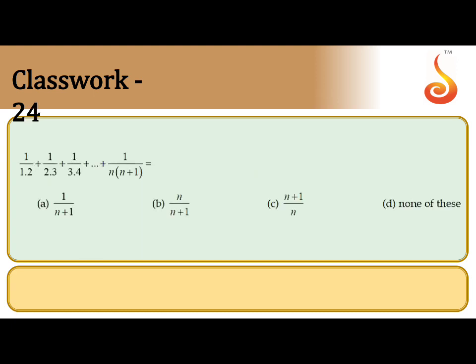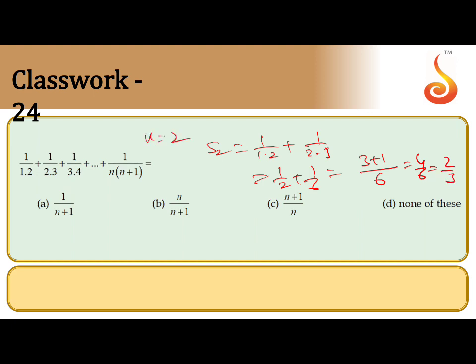Now, the sum of the next series, 1 by 1 into 2 plus 1 by 3 into 4. Here also there is no need to derive it; directly we can go for verification. N equal to 2, S2 means 1 by 1 into 2 plus 1 by 2 into 3, that is 1 by 2 plus 1 by 6. Apply LCM 6: 3 plus 1, 4 by 6, means 2 by 3. Which option gives 2 by 3 by taking n equal to 2? So the first option, n equal to 2: 1 by 2 plus 1.